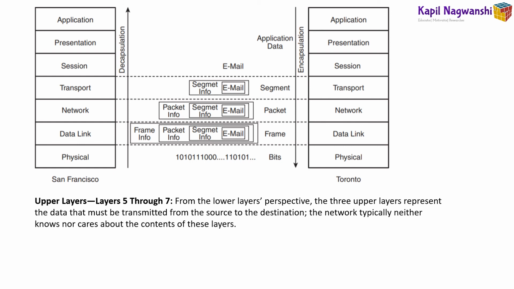Upper layers are layers 5 through 7. From the lower layer perspective, the three upper layers represent the data that must be transmitted from source to destination. The network typically neither knows nor cares about the content of these layers. So these are the lower layers. Here you can see the units: bits, frame, packets, and segment.